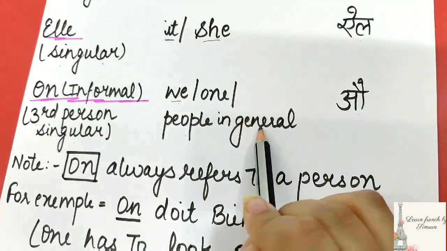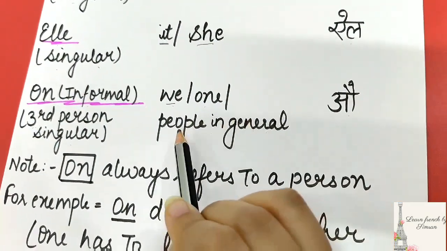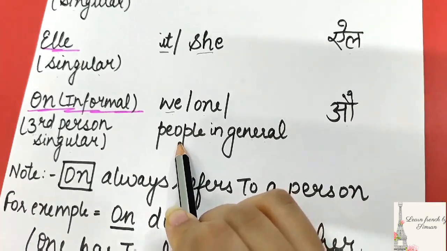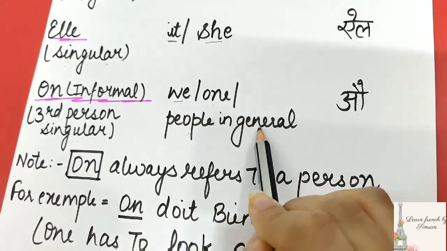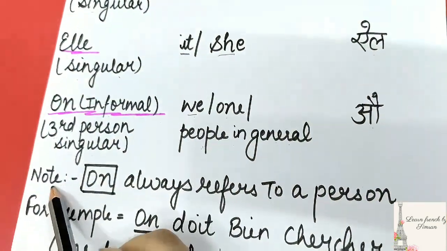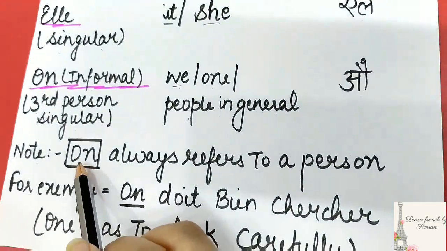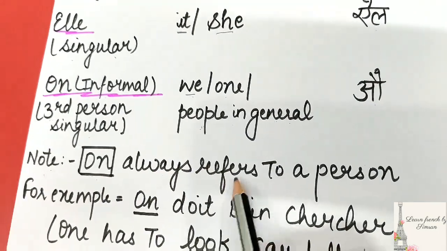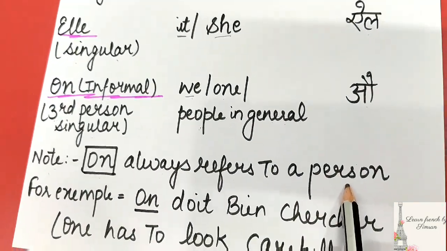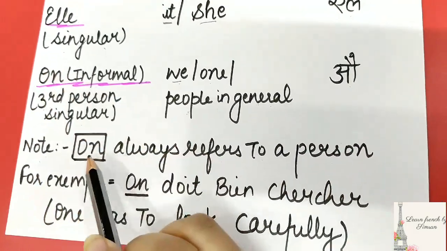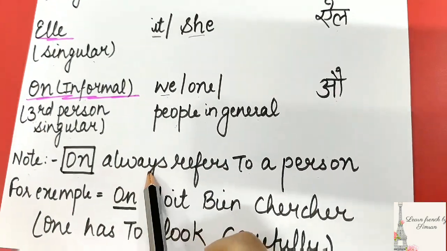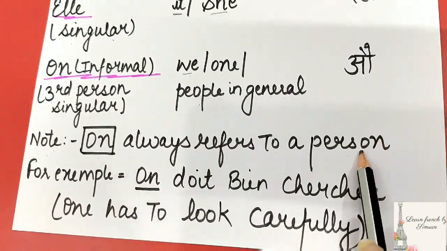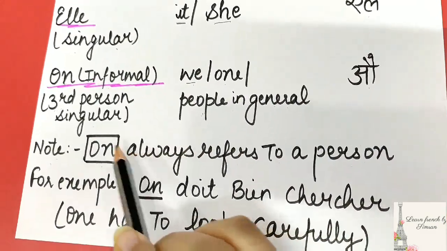Now people in general means when you are talking about people just generally. In that case you can use "on". Now here we will see an example. I have written in this note that "on" always refers to a person, means it cannot be used if you are talking about a thing. Only and only if you are talking about a person or people or a group of people, only in that case you will use "on".